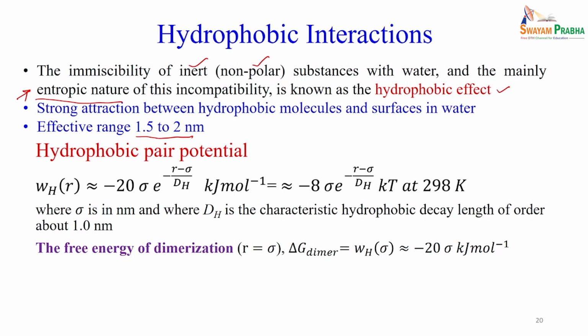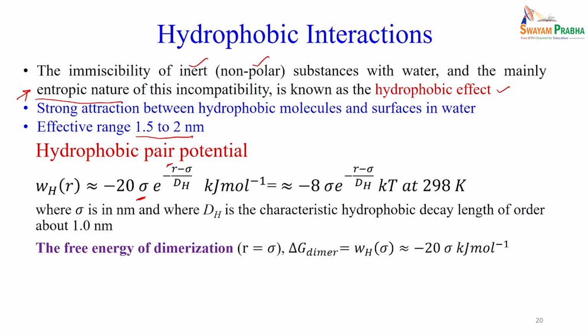So the hydrophobic pair potential is exponentially proportional to the distance and directly proportional to sigma. Sigma is the size of the molecule, and r is the interatomic distance. So W_H, the hydrophobic pair potential, is directly proportional to sigma and exponentially proportional to r.